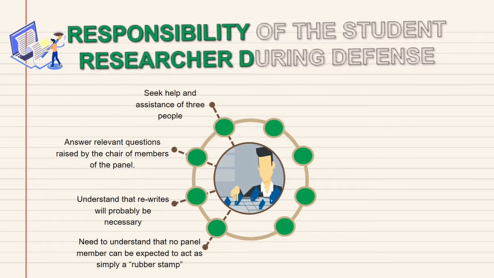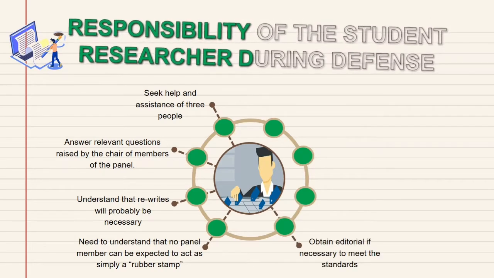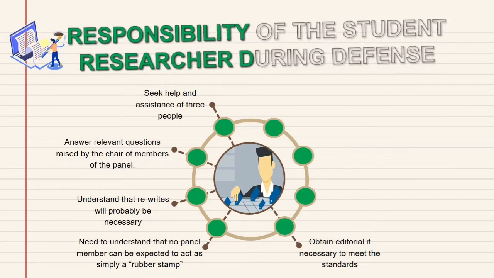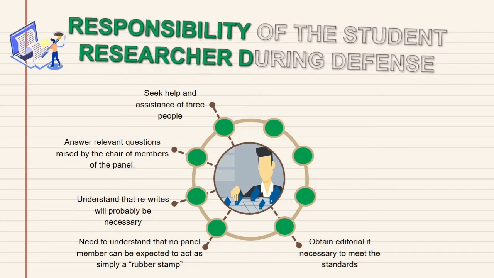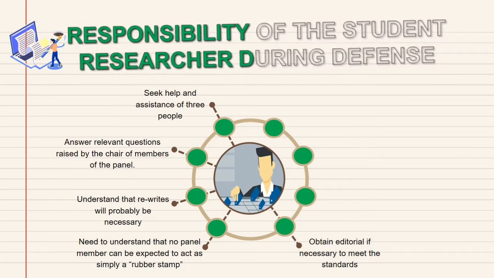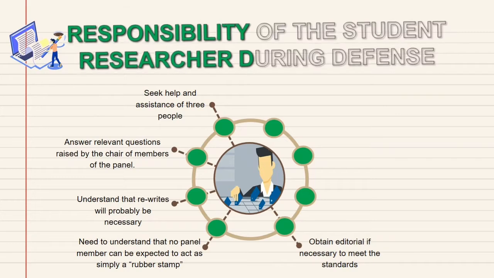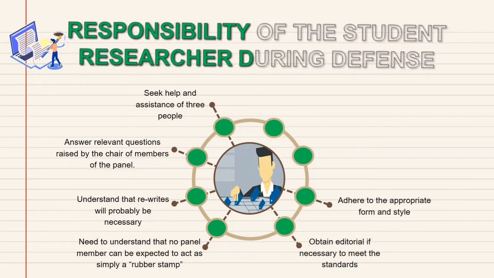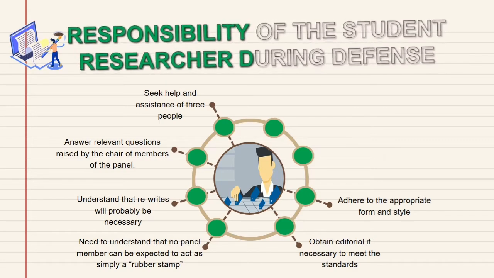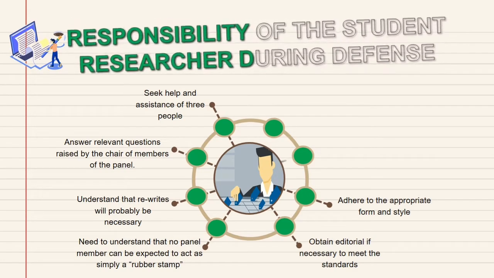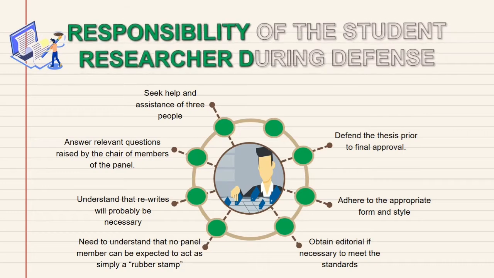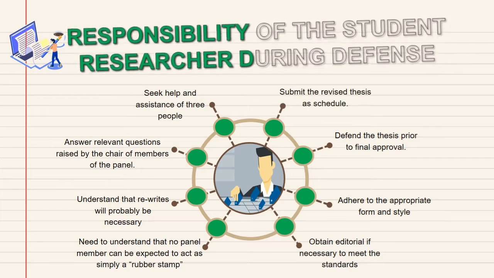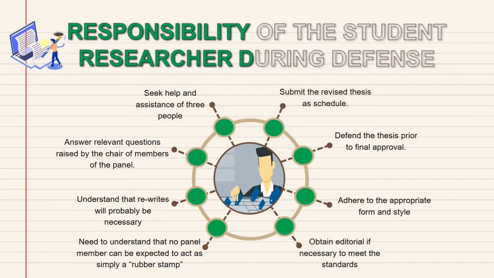And of course, the student researcher should obtain editorial help if necessary to meet the standards in the program for quality and presentation of the information in the thesis. And of course, he has to adhere to the appropriate form and style determined in the thesis guidelines. And of course, to defend the thesis prior to final approval. And once approved, he has to submit the revised thesis as scheduled.